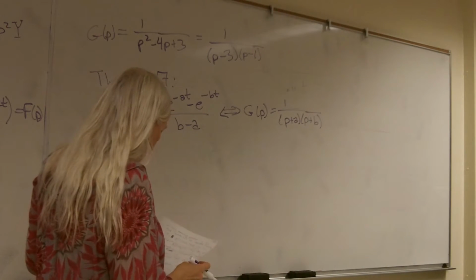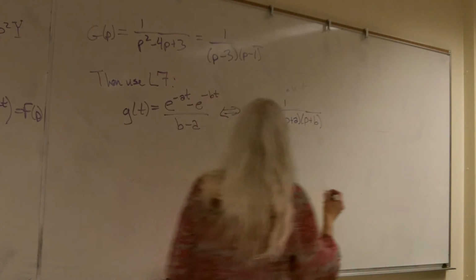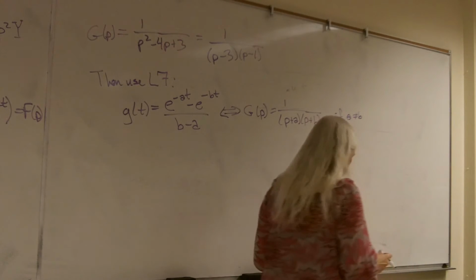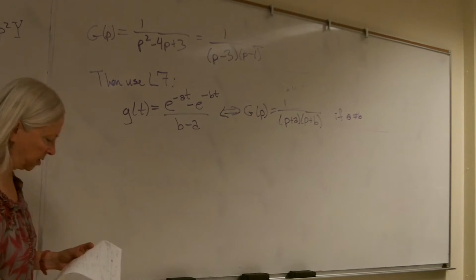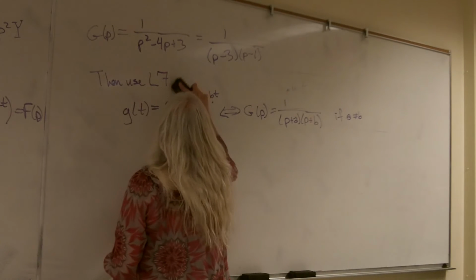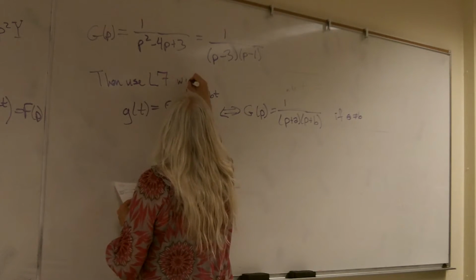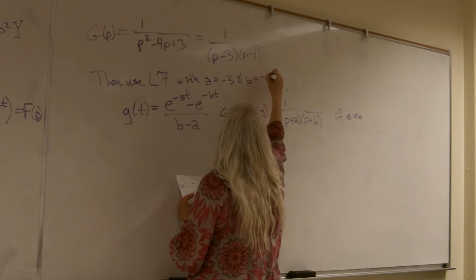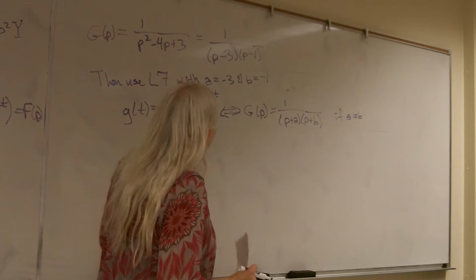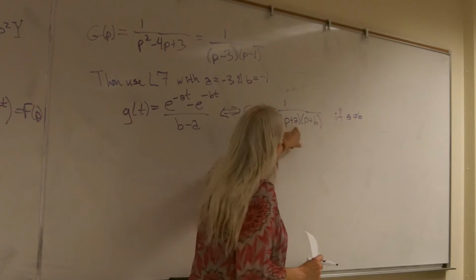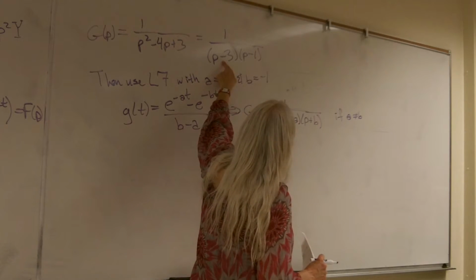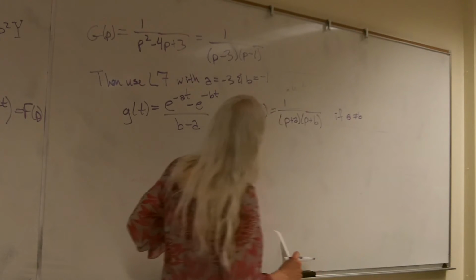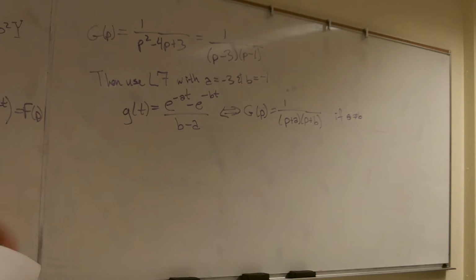This, by the way, is true if A and B are not equal to each other. Okay? Well, this looks like a version of this with A equals minus 3 and B equals minus 1. Right? Because then our P plus A is P minus 3, which matches up with this, and our P plus B is P minus 1, which matches up with that. And A and B are indeed not equal.